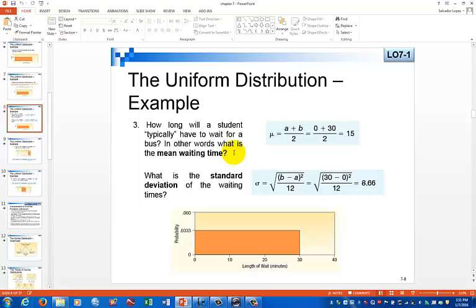How long will a student typically wait? Well, that is the average. The average is defined as a plus b divided by 2. So 0 plus 30 divided by 2 is equal to 15. What is the standard deviation? Well, it's the square root of the variance. 30 minus 0 squared divided by 12, that is 75. Then the square root of that is 8.66. That is the standard deviation.